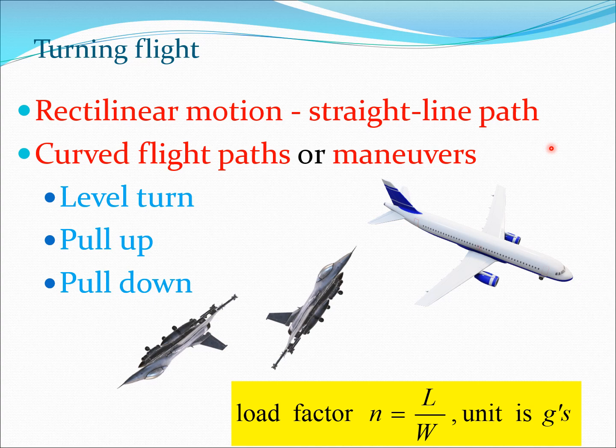So we are today going to look at these curved path motions or curved flight paths, which are also known as maneuvers. There are three cases we are going to study. We are going to look at the level turn, and we are going to look at pull up and pull down. Now level turn is something which you often see an airplane make, for example around an airport. If it's supposed to wait for some time before it lands, it essentially keeps circling around the airport. So it's in a turning flight type of situation.